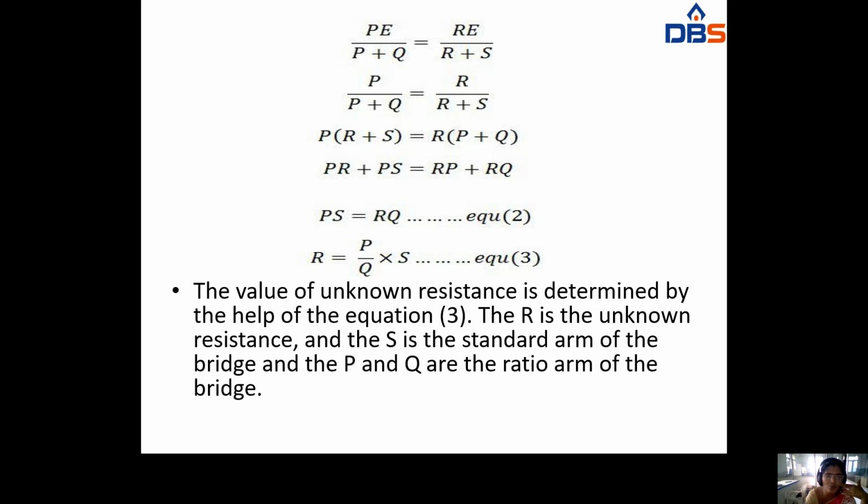So whenever this term goes to this side and this term goes to this side, at that time you can write P into R plus S. And whenever this term goes to this side, you can write R into P plus Q. So this becomes PR plus PS, and this becomes RP plus RQ.